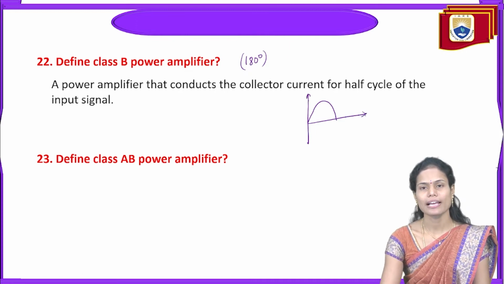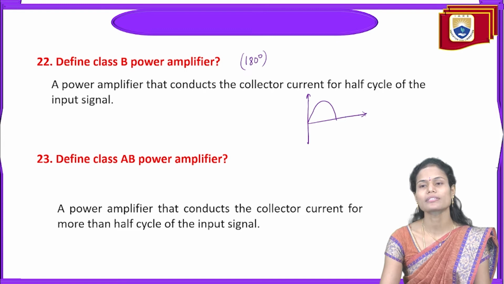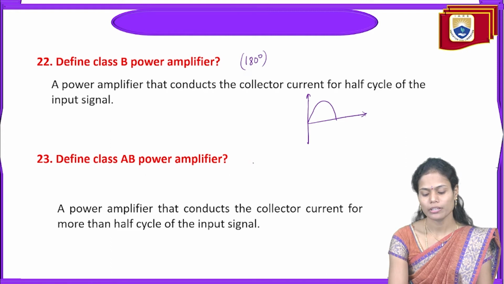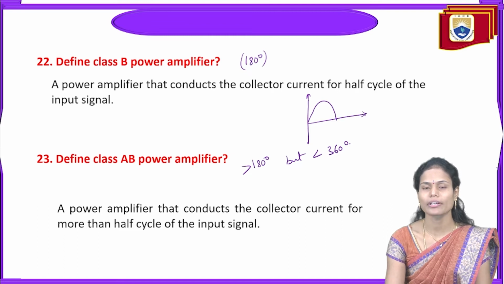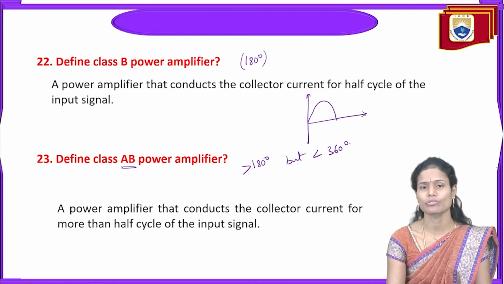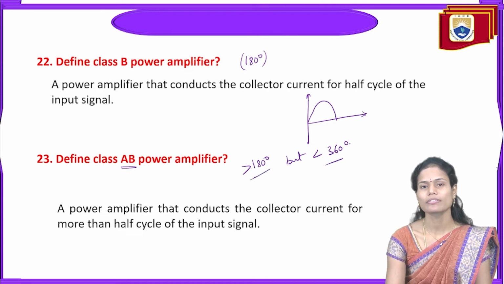And next, define class AB power amplifier. In this case, a power amplifier that conducts the collector current for more than half cycle of the input signal, that is nothing but it is greater than 180 degrees but less than 360 degrees. So it is the compromise between both the class A amplifier as well as the class B amplifier. That's why the conduction angle is greater than 180 degrees and less than 360 degrees. So always it is in between the 180 to 360 degrees range.